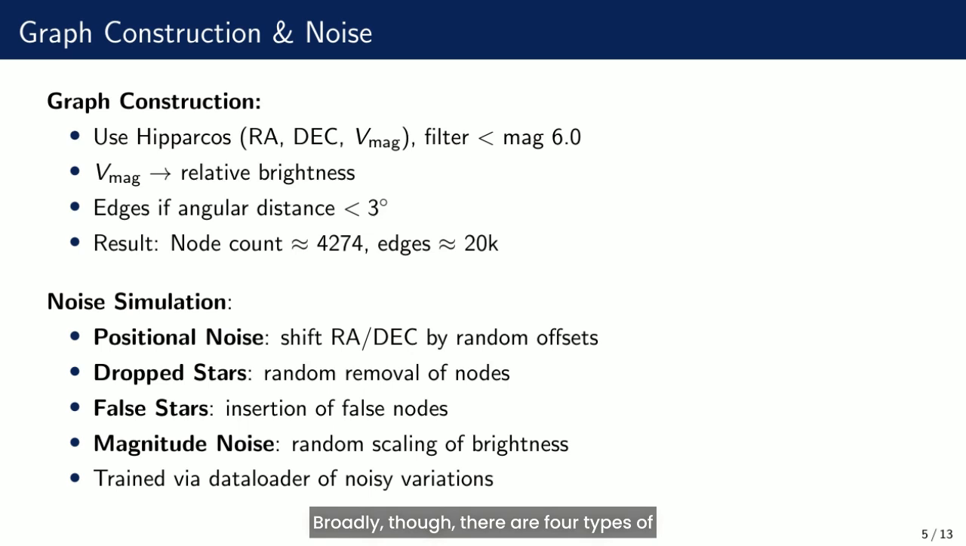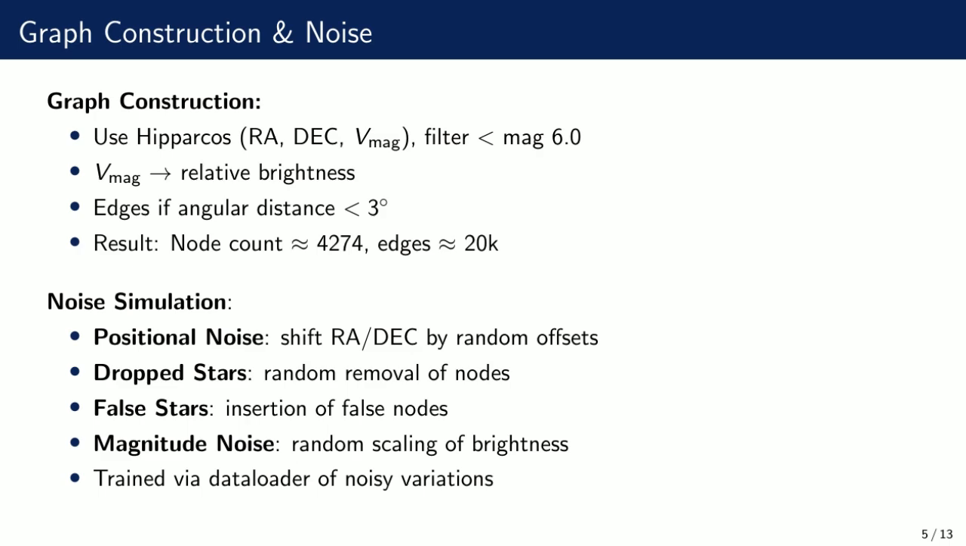Broadly, though, there are 4 types of noise: positional noise, which represents an error in the observed position versus the expected position, which we simulate by applying an angular offset to each star's celestial coordinates; dropped noise, most easily associated with occlusion, such as cloud coverage, simulated by randomly removing nodes; false stars, such as aircraft or satellites, simulated by inserting false nodes with features; and magnitude noise, typically from atmospheric effects, which randomly adjust the brightness of stars.